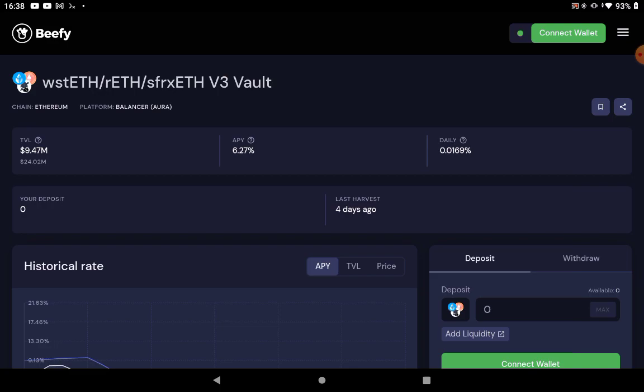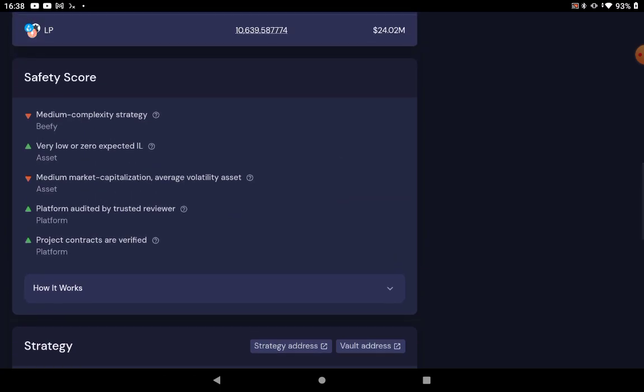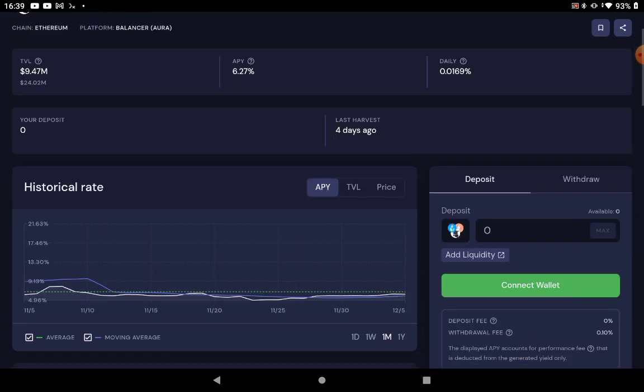And that's already good because, let me just show you here real fast. They have their own safety score on Beefy. It's one of the things that sets Beefy apart from the others. They give you the cons and the pros of this safety score, why they scored it in this way. Let me go back here to show you.